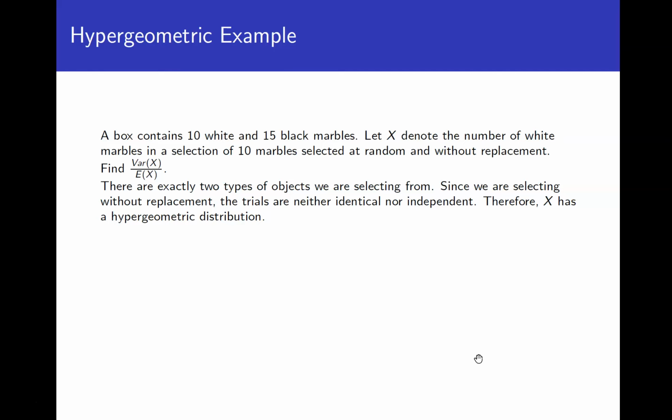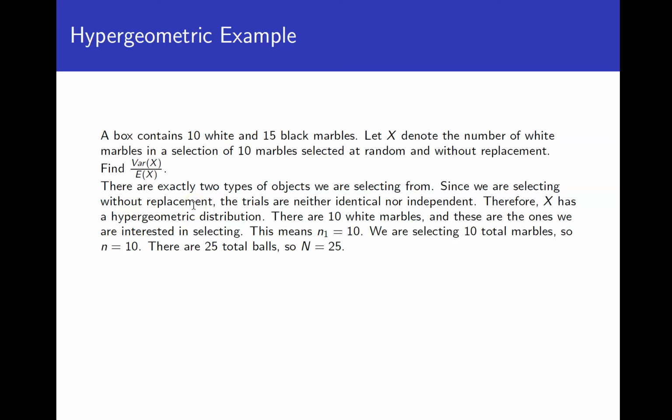In this case, there are exactly two types of objects we're selecting from, so we might think this is a binomial type of thing, success and failure. However, we're selecting without replacement, so the trials cannot be independent or identical, and it cannot be binomial. Since we have this without replacement part, we have to use a hypergeometric distribution. The problem didn't ask for it, but we're going to write down the PDF first. Remember, the PDF involves the total number of things you're selecting from, the total number of things you're selecting, and the total number of things of each possible type.